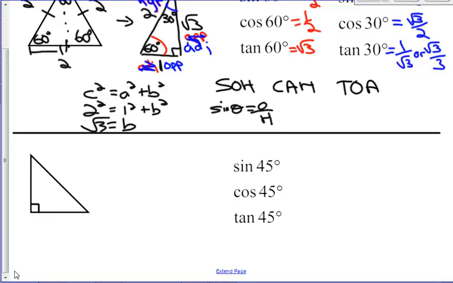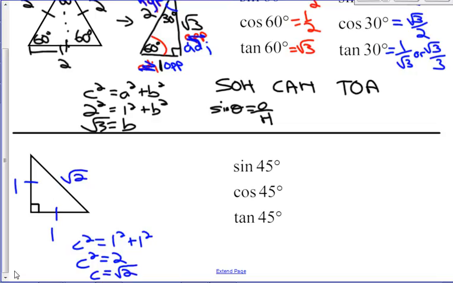To find what's going on with 45, let's make another special triangle. We've got a right triangle that is isosceles. And we're going to give it leg lengths of 1. And that would mean that its hypotenuse would be the square root of 2. Now in here, both of these angles are 45. Let's label it with respect to this one up top. So this will be our opposite, this will be our adjacent, and this will be our hypotenuse.